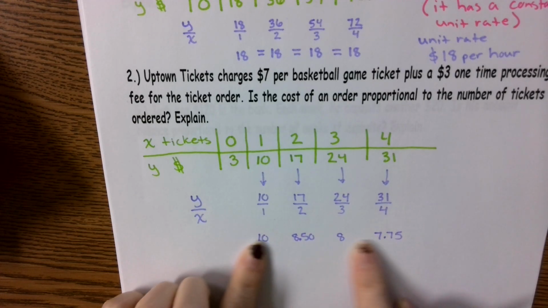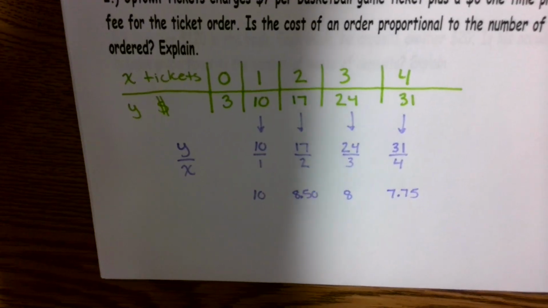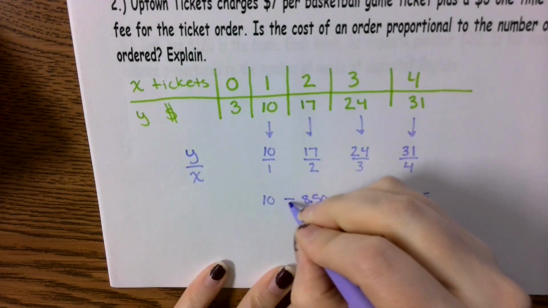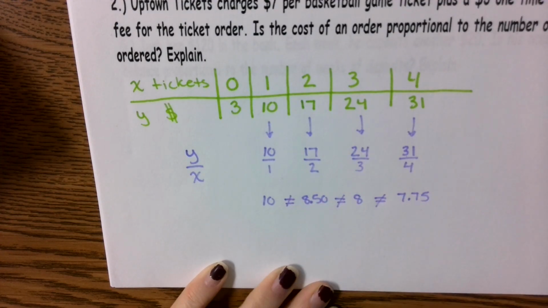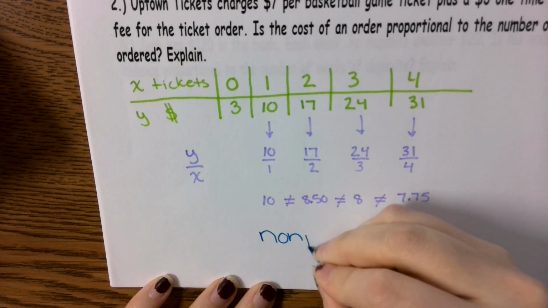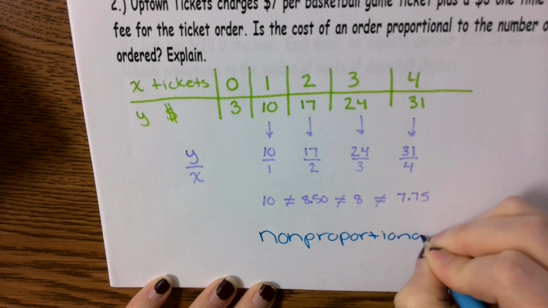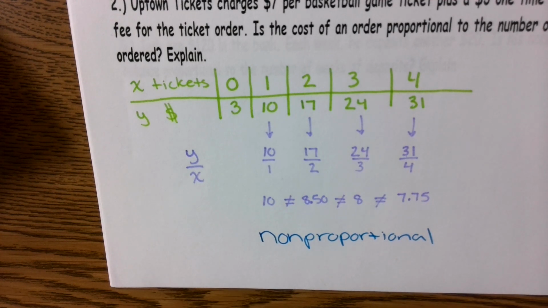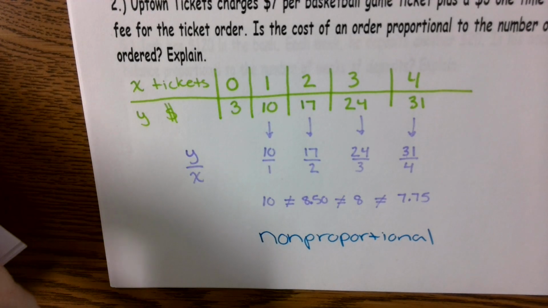Okay, so here's the thing. Are these constant? Are they the same? No, they're not the same. These are not equal to each other. They are not equal. So since they're not equal, it's not proportional. The relationship is not proportional. Not equal, not proportional.